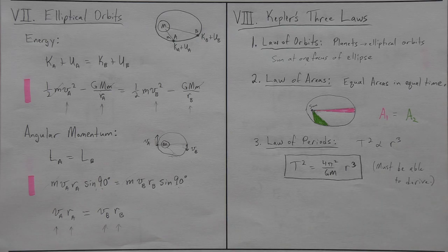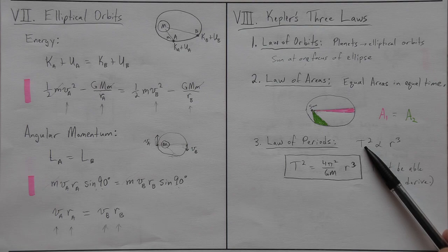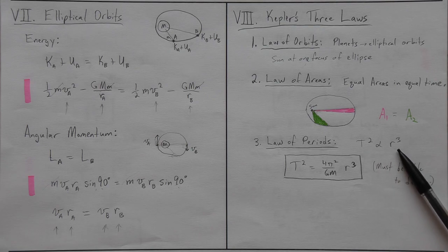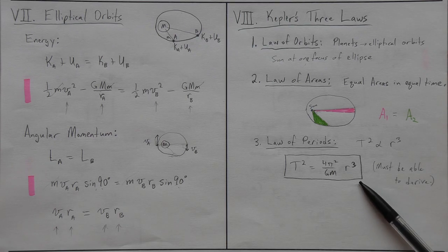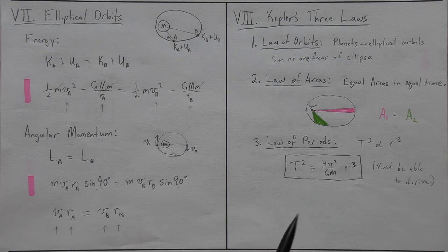And the last thing is the law of periods: if you square the time of any planet's orbit, it's proportional to the radius cubed. Well, that's in the circular case. This is the expression written out as an equality. Again, you need to derive this. That came earlier in this review video. So that's it.